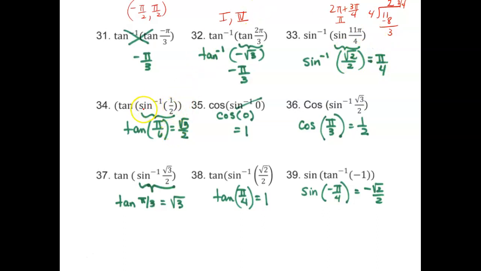Okay, on this one, we're looking at inverse sine of 1/2. So I want to go and find where sine is 1/2, and that's going to be pi over 6. And then I want to give the tangent of pi over 6, and that's going to be the square root of 3 over 3.